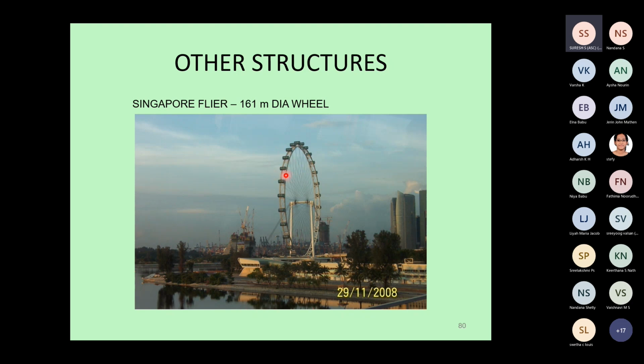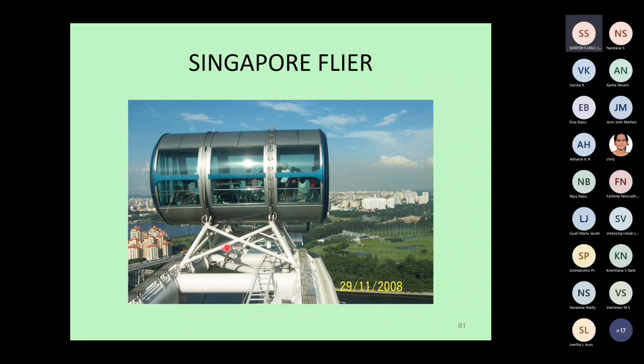There are small cubicles here wherein people go in and see, when it is rotating from the top, every side of the city easily. You can see one cubicle in a close-up view. See people sitting inside, and from such heights you can see the other buildings and far away places.